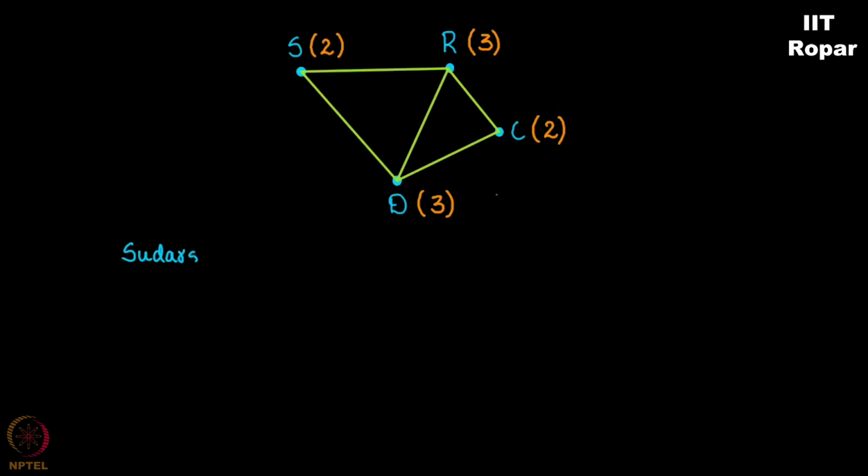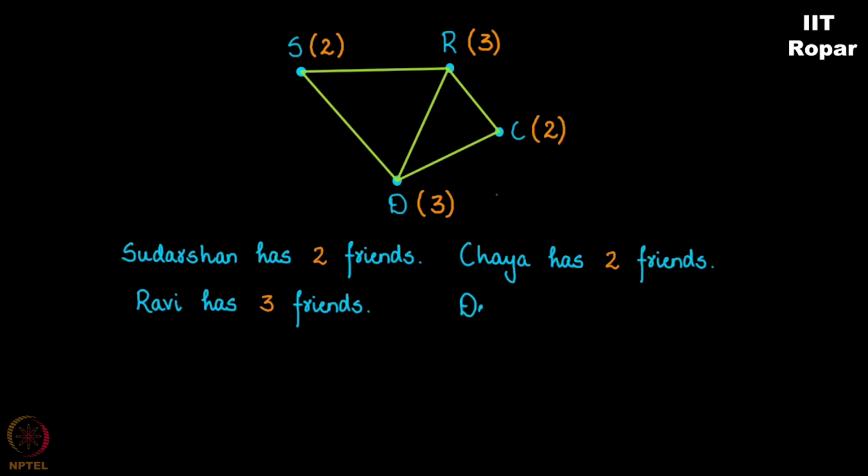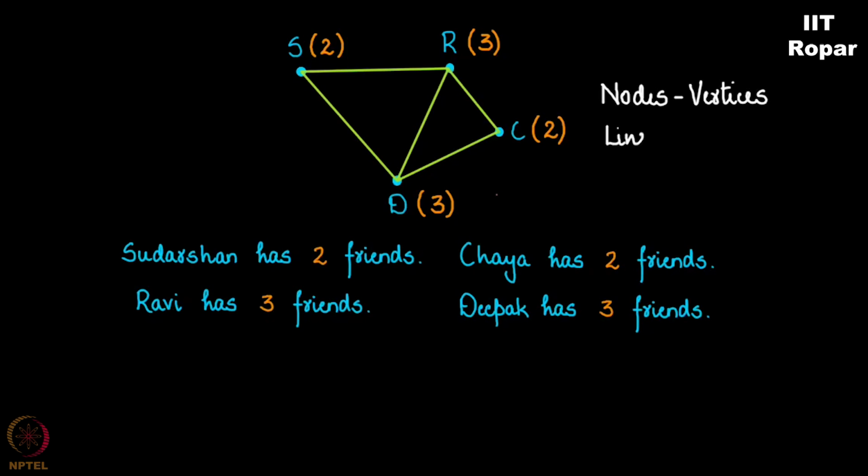Sudarshan 2 means, I think you would have guessed, Sudarshan has 2 friends. Ravi has 3 friends. Chaya has 2 friends. Deepak has 3 friends. Right? So the number here denotes the number of lines emanating from that particular point. From now onwards, we'll call nodes as vertices. Vertices and nodes are interchangeable. We'll keep using nodes and vertices, which denotes these points. And the lines are called edges from now onwards.